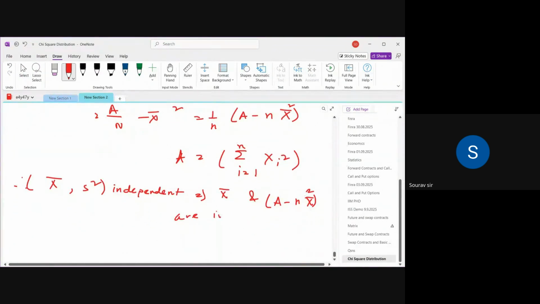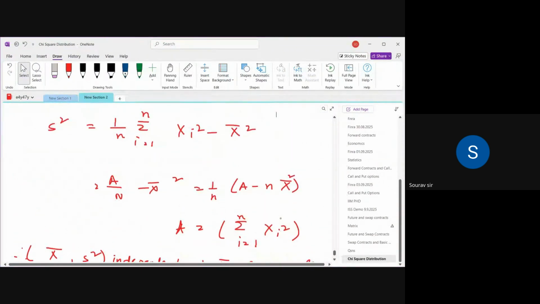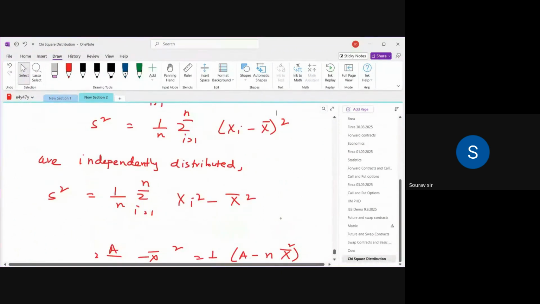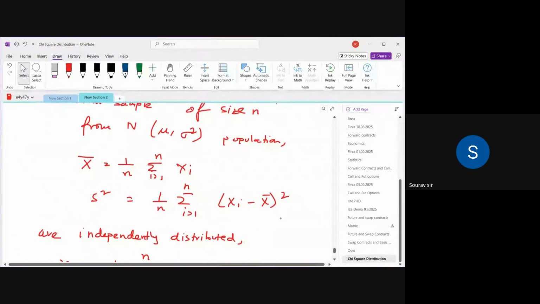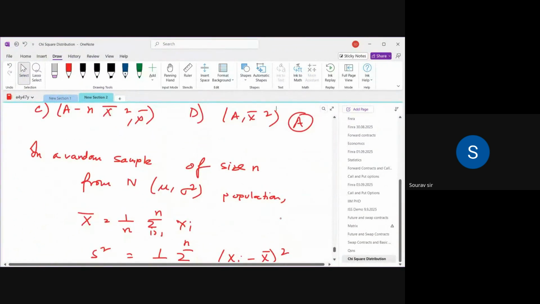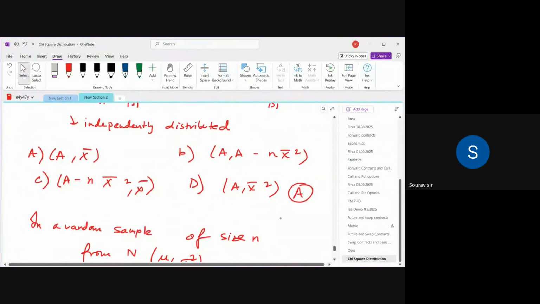So which one will be the correct option? C. C is the correct option. Got it? Who told me option A? Why is it C? Clear? So any question anyone has from today's class? No? Okay. Thank you then.